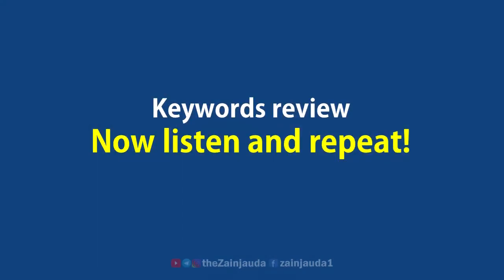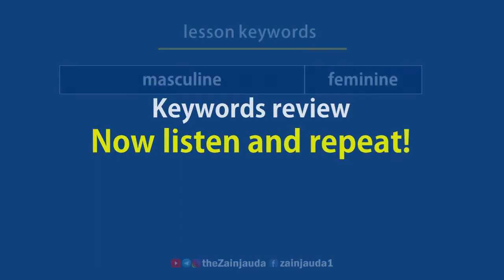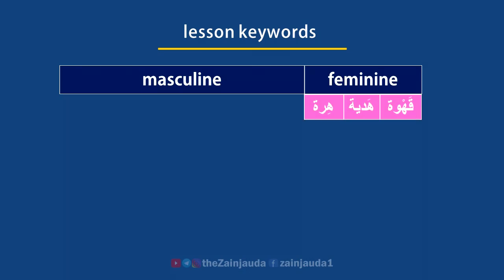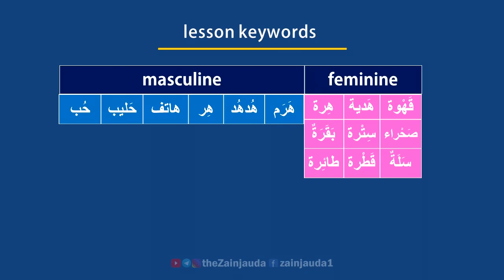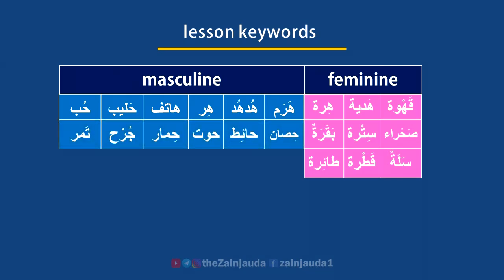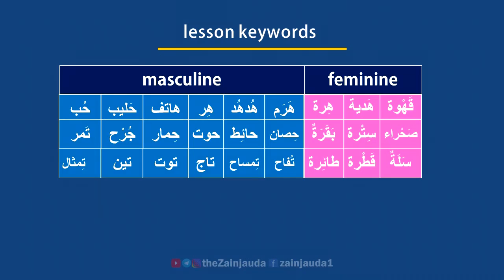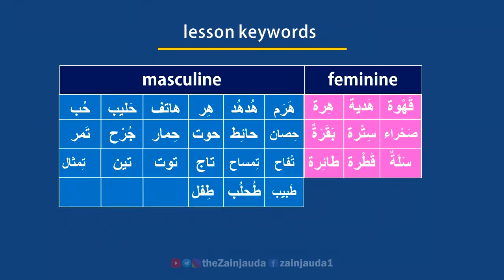Before we end our lesson for today, let's repeat the keywords. قهوة, هدية, هرة, صحراء, سترة, بقرة, سلة, قطرة, طائرة, هرم, هدهد, هر, هاتف, حليب, حب, حصان, حائط, حوت, حمار, جرح, تمر, تفاح, تمساح, تاج, توت, تين, تمثال, طبيب, تحلب, طفل.